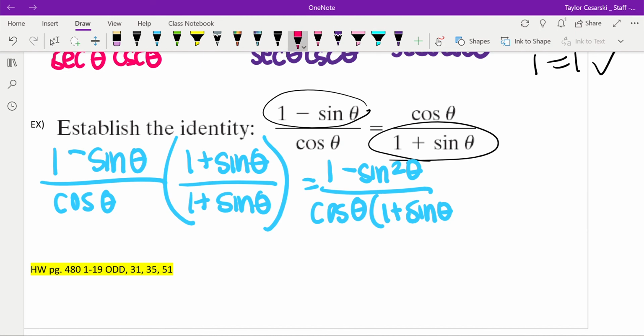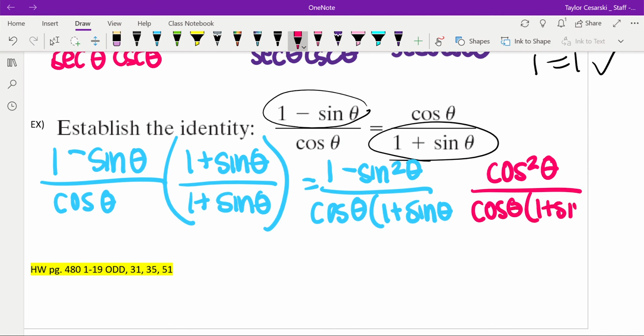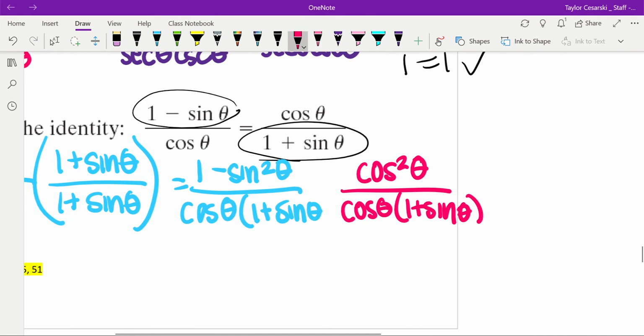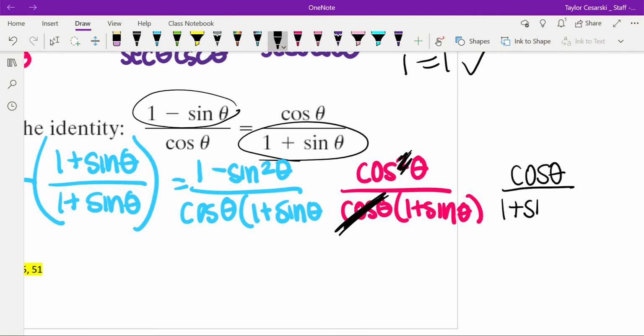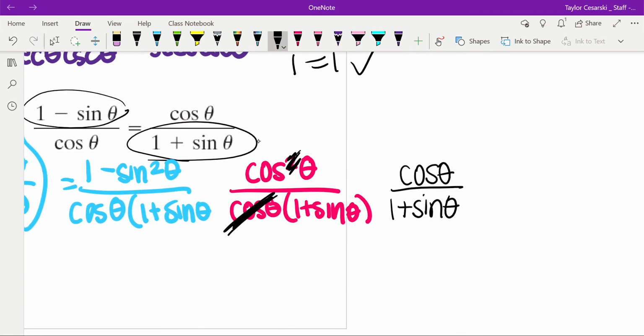All right, so 1 minus sine squared of theta goes back to your Pythagorean identity, because sine squared plus cosine squared equals 1. So this gives me cosine squared of theta over cosine of theta, 1 plus sine of theta. I have cosine squared on the top and just cosine on the bottom, so I can get rid of one cosine up here and this cosine down here. So I get cosine of theta over 1 plus sine of theta, and that equals my right side, cosine of theta over 1 plus sine of theta. And that matches. So therefore, I've established that identity.